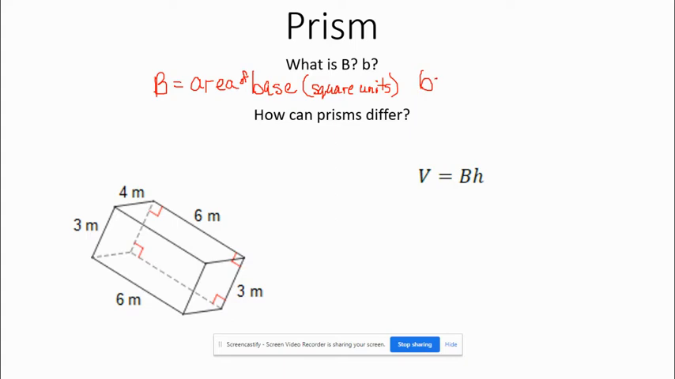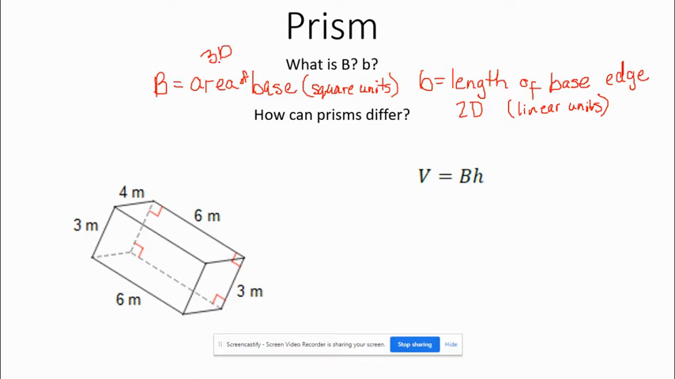Lowercase b is going to be the length of the base edge in a two-dimensional figure. Sorry, my little pad here is a little short. The length of the base edge, and this is going to be two-dimensional, and it's also going to be in linear units. Okay, this one I forgot to mention. This one is 3D. This one is 2D.